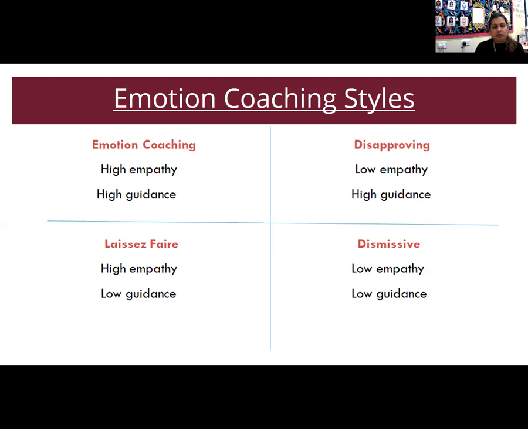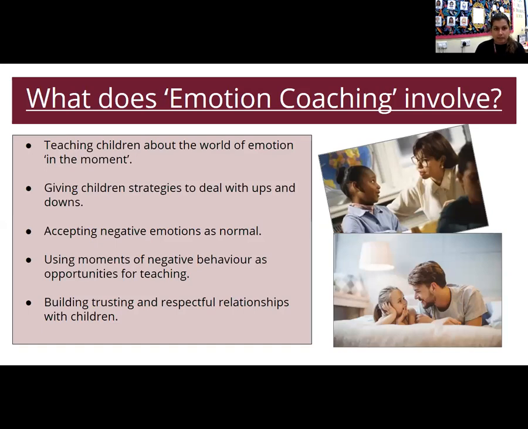So if we're thinking about all of these styles, disapproving has low empathy and high guidance. Dismissive has low empathy and low guidance. Laissez-faire has high empathy and low guidance. But what we want is high empathy, high guidance to make our children emotionally stable as they get older into their adulthood. And that's what emotion coaching does.